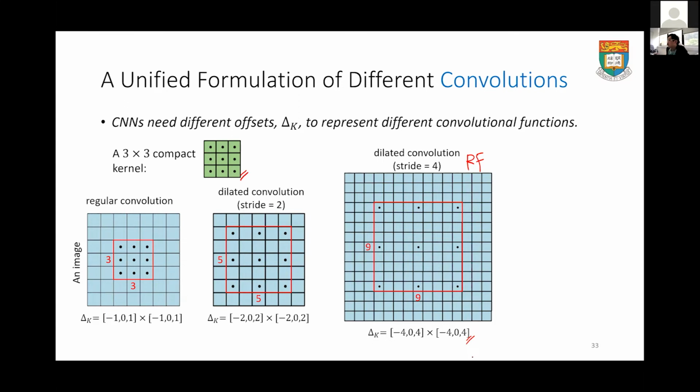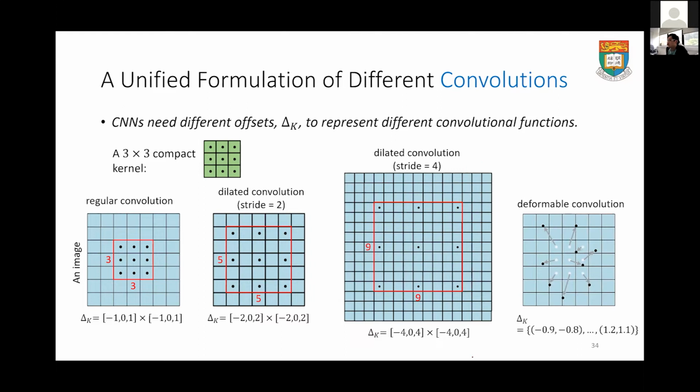And if we define any fractional values in this delta K, which means that we want to put the values of the original 3x3 compact kernel at any location of the image, then we have the deformable convolution. So here we just show you that we actually have a unified formulation for different convolutional functions, and we just need to change delta K. Even delta K can be arbitrary fractional values to represent deformable convolution.